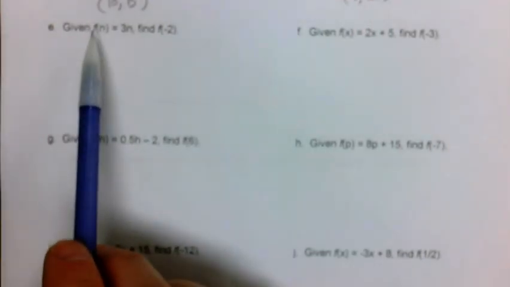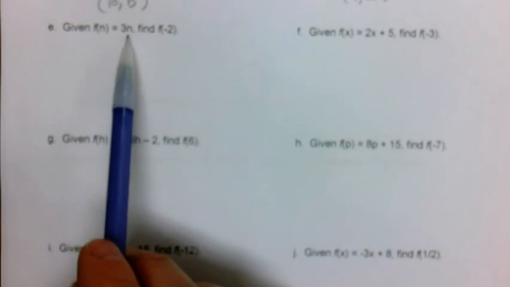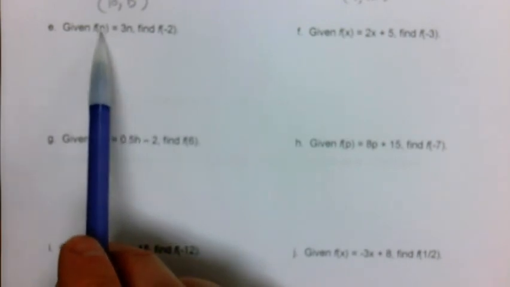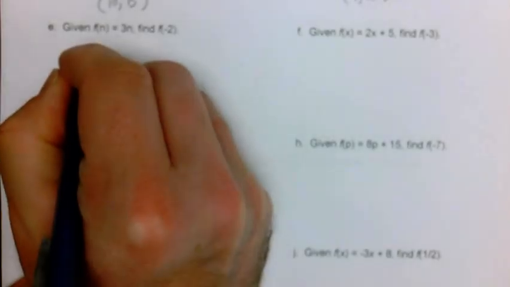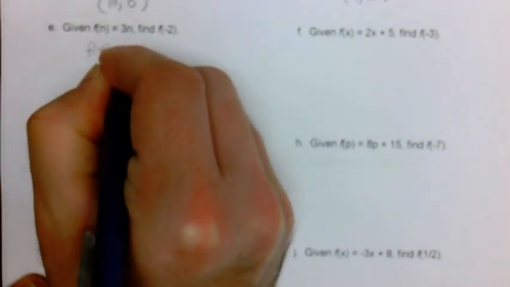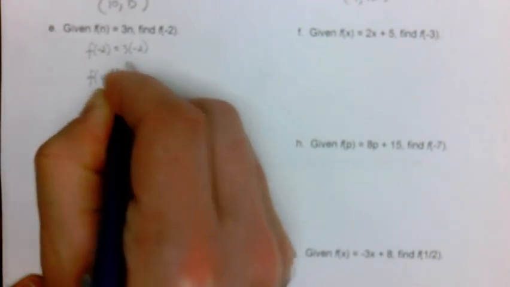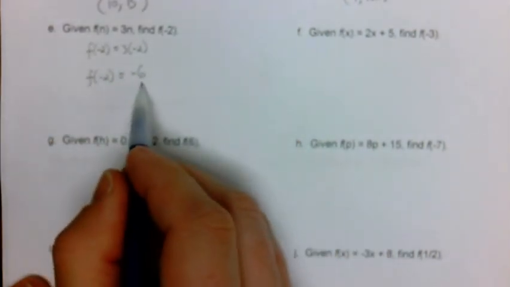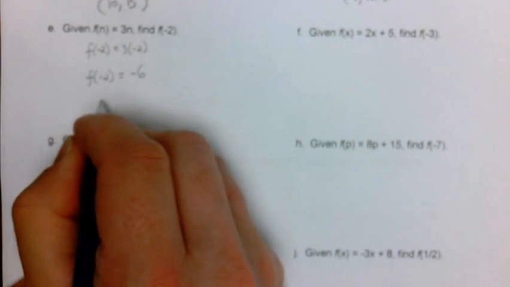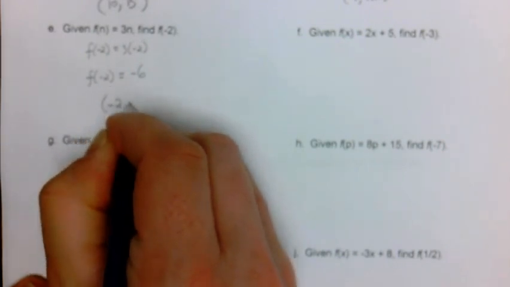In our next function, f of n equals 3n. All right, so whatever n's value is, we substitute that in. It says find f of -2. f of -2 becomes 3 times -2. And so all we have to do is multiply 3 times -2 equals -6 for our output. So the solution here as an ordered pair would be -2, -6.